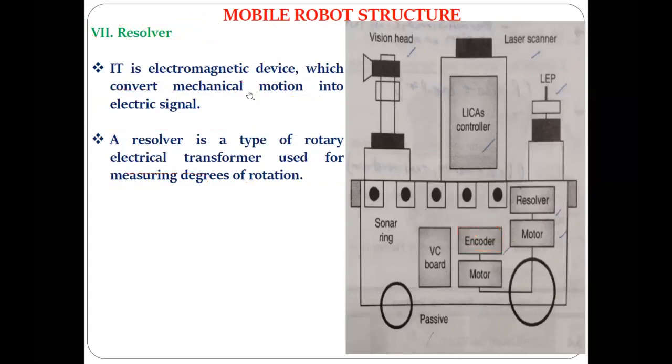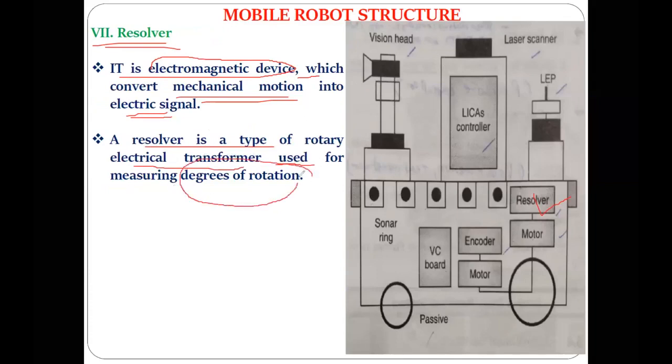Next we have the resolver. You can see the resolver here. It is like an electromagnetic device which converts mechanical motion into an electrical signal. The resolver is a type of rotary electrical transformer used for measuring the degree of rotation, at which degree the rotations are happening. This actually helps the robot encoder also. So the resolver's functionality is to convert mechanical motion into electrical signals and to measure the degree of rotation.